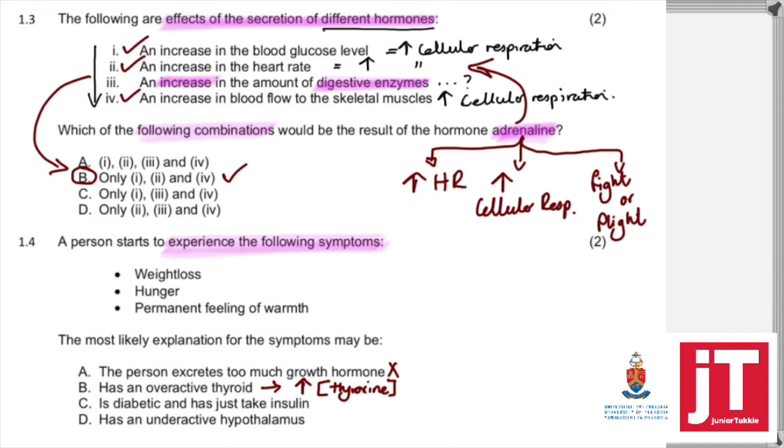But let's look at our other options as well. Option C, that this is a diabetic that's just taken in insulin. I don't think that we could link that directly to those symptoms. And if we look at option D, has an underactive hypothalamus. Now, what would this mean? This would mean that there would be less thyroid stimulating hormone and therefore less thyroxine from the thyroid gland. This would have the opposite impact to option B. So I would say in this case, we're definitely looking at option B as the answer to question 1.4. So it's so important to do the correct question analysis before you select your options here.